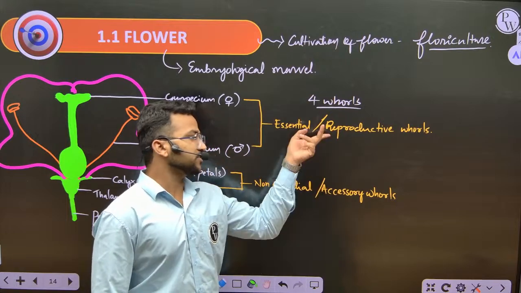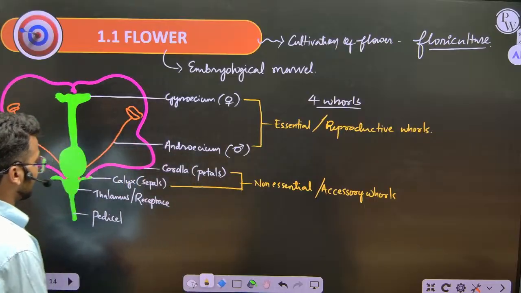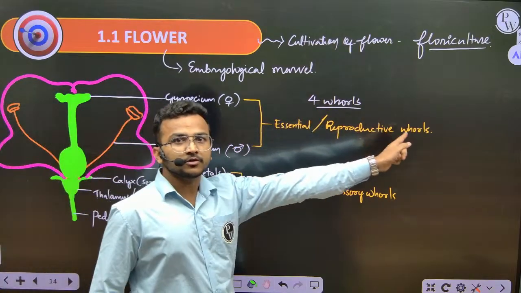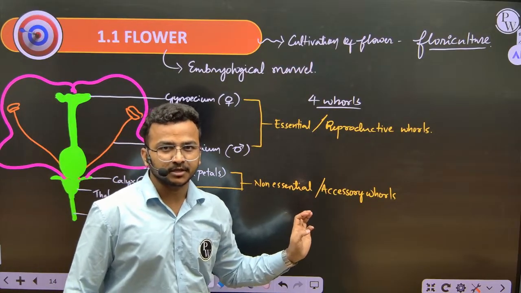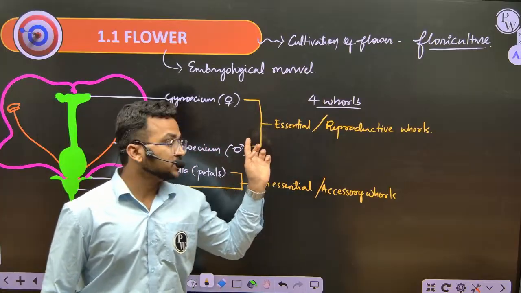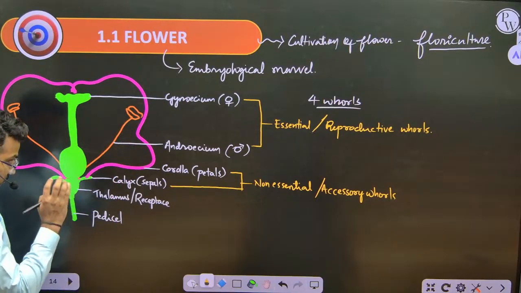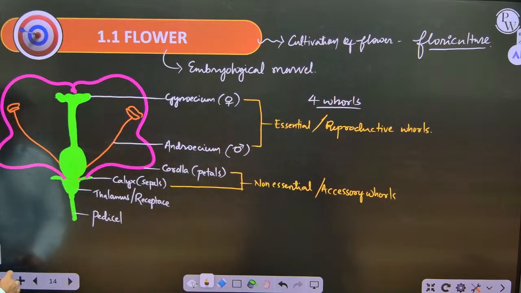Accessory means they help to protect the reproductive whorls. So the flower structure we have seen has four whorls, two essential and two non-essential. The ones directly involved in reproduction are the male reproductive structure, the androecium, and the gynoecium. Those two are reproductive whorls and two are accessory whorls. So this is the structure of the flower.